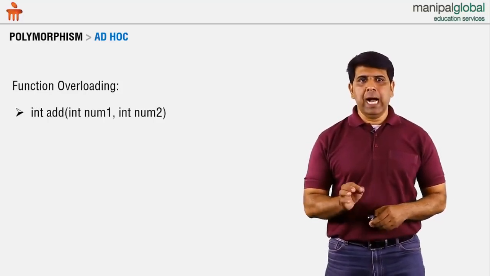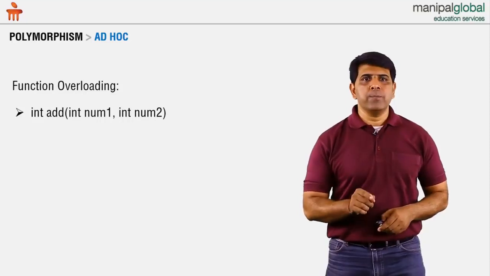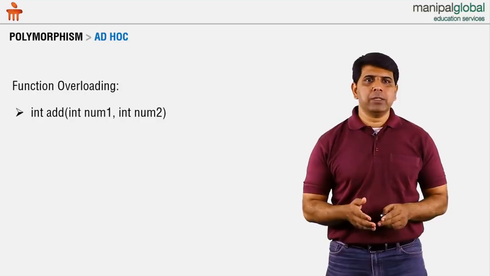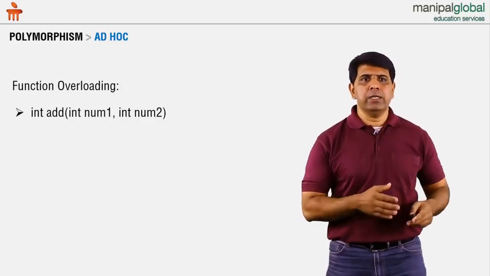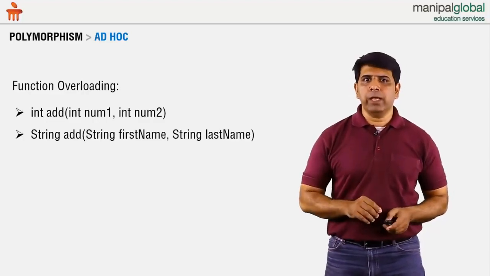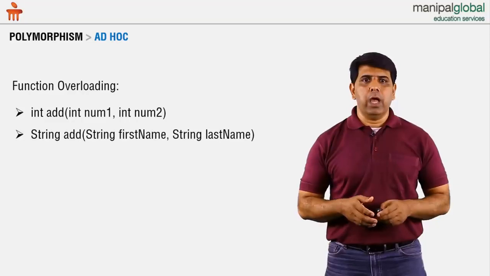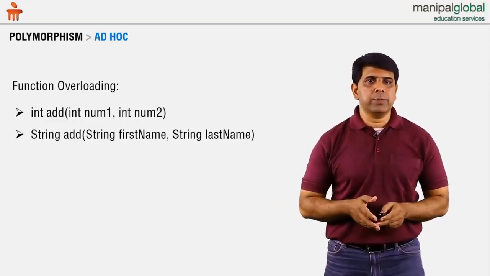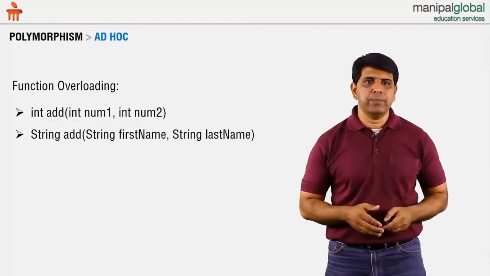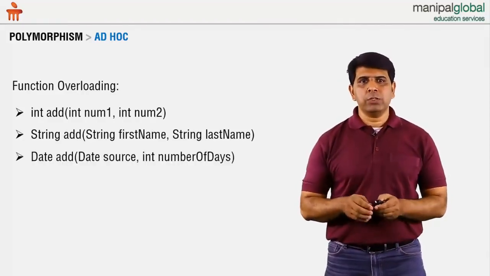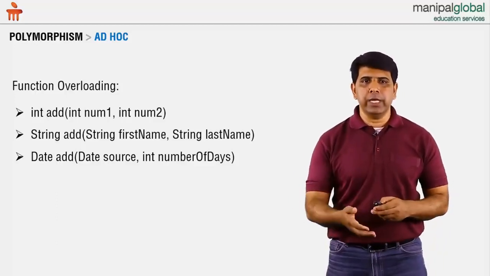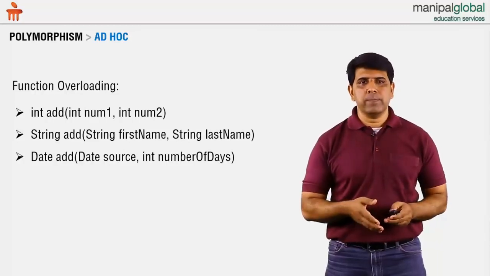Look at a function called add. In this example, there are 2 numbers being supplied to add, and you may very well expect that the numbers get added and a return value will be received. Here is another add, but this time I am supplying a first name and a last name. When I supply this first name and last name to this function, it's just supposed to concatenate and return that. What about a function to which I supply a date and a number of days? This is expected to return a future date from the source date.